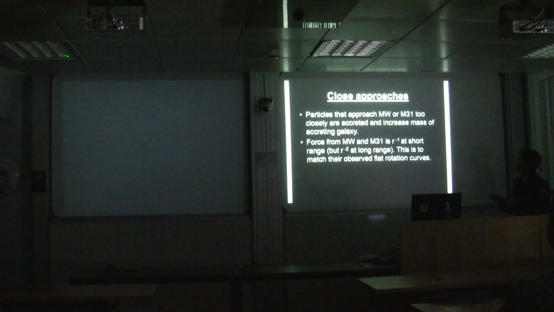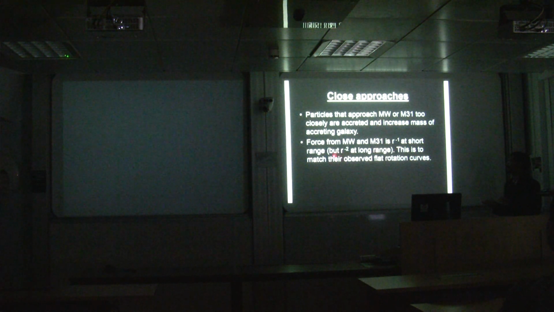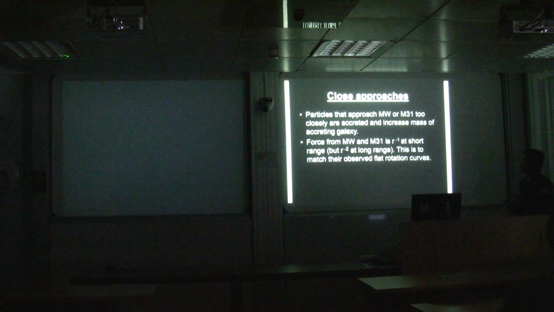The forces, though, you can't just extrapolate them to very short distances. The reason is that these galaxies have flat rotation curves, so we know the force must be inverse r close to the galaxies. But obviously, if Newtonian gravity is right, it's inverse r squared as you get further away. Then naturally, our model will have certain deficiencies.